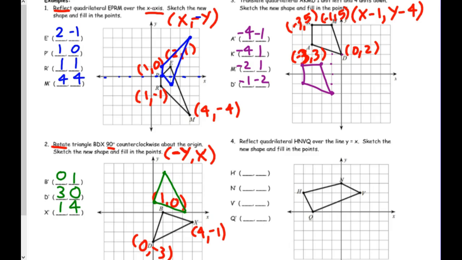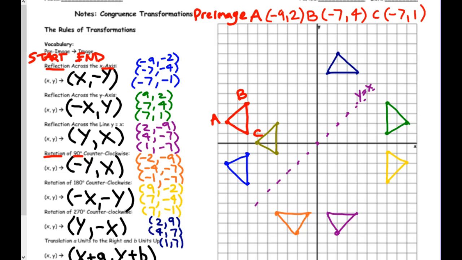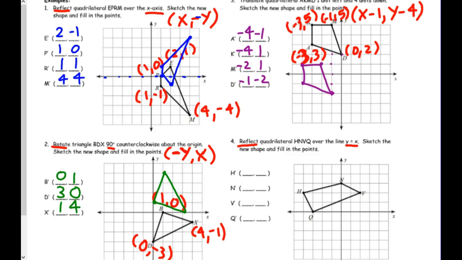Last but not least, we got number 4. We want to reflect over y equals x. So if you go to the front of your notes, again, we're not talking about x-axis, we're not talking about y-axis, we're talking about y equals x. It's a diagonal line like you see over here. Y equals x. So my rule is y, comma x. So let's write that down. Y, comma x. All that happens is that they switch.